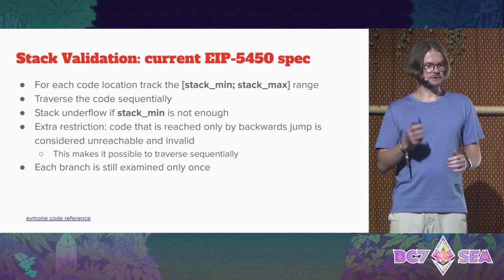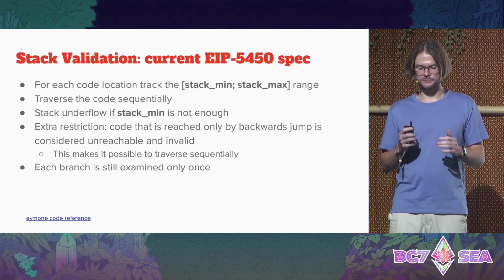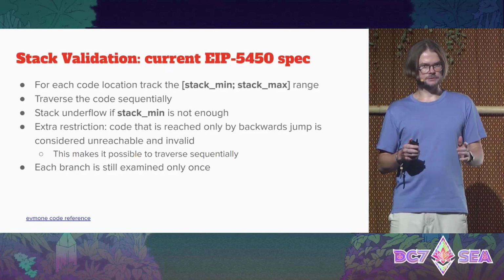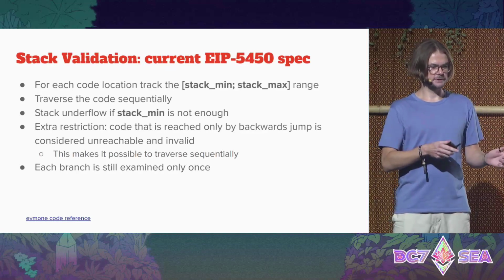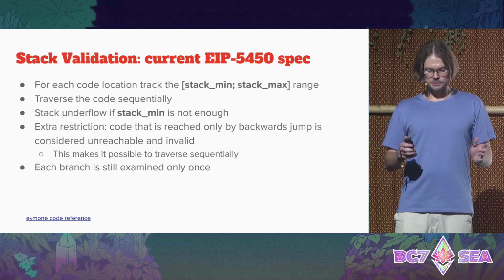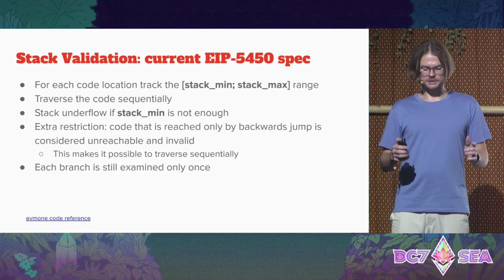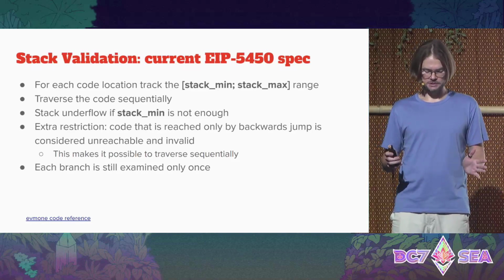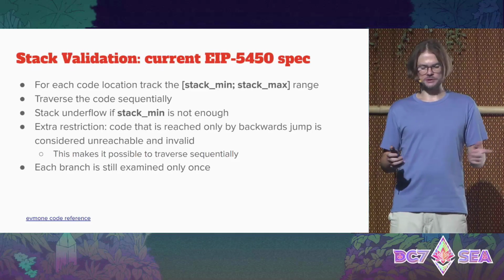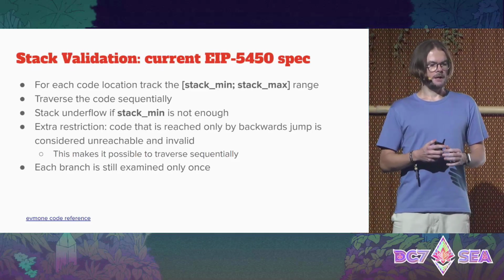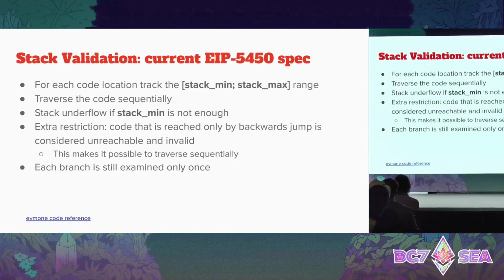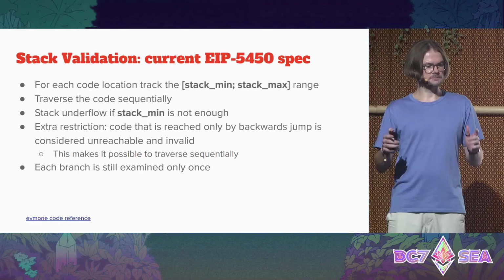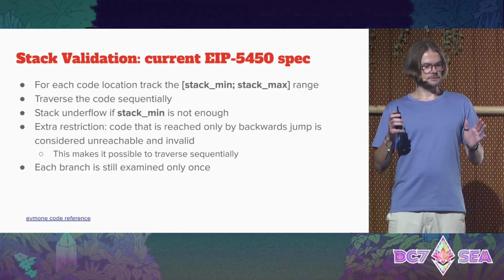And one extra restriction, or one change in how we define unreachable code. This is very much related to the backward jump rule that I have just mentioned. So we also expand a bit the definition of what is unreachable code. If some code is reachable only via a backward jump, we also consider it unreachable now. This is needed to make this sequential traversal possible. And this is also always achievable by compilers. They need to do some kind of topological sort ordering of the basic blocks in the code, and it can always be done. So this restriction is fine.